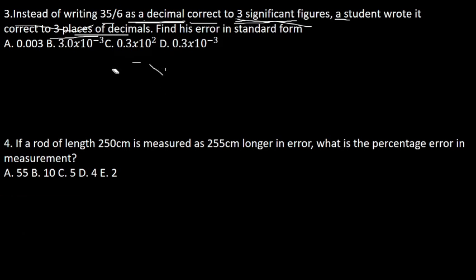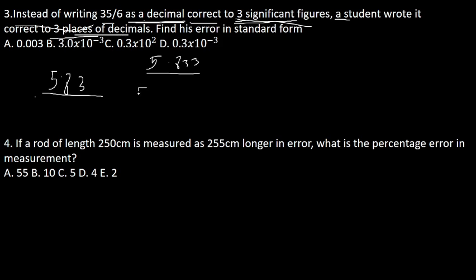So what do we have? We have 5.833. But we need 3 significant figures. So this is the 3 significant figure value. But the student wrote it correct to 3 decimal places. 3 decimal places is what? Look, 5.833. That is 3 digits after the decimal point. So what is our error? Our error is equal to observed value minus exact value.